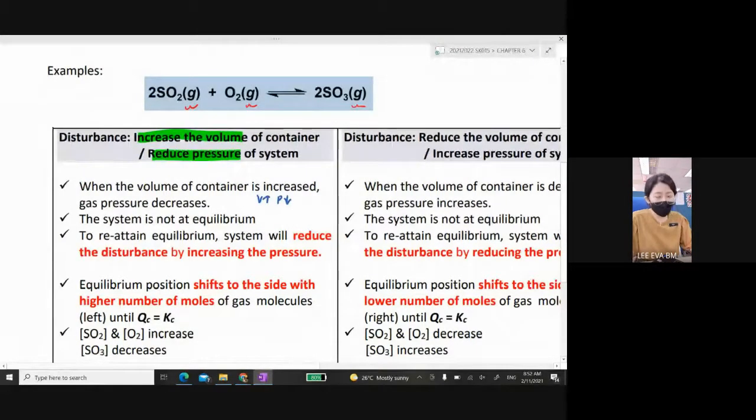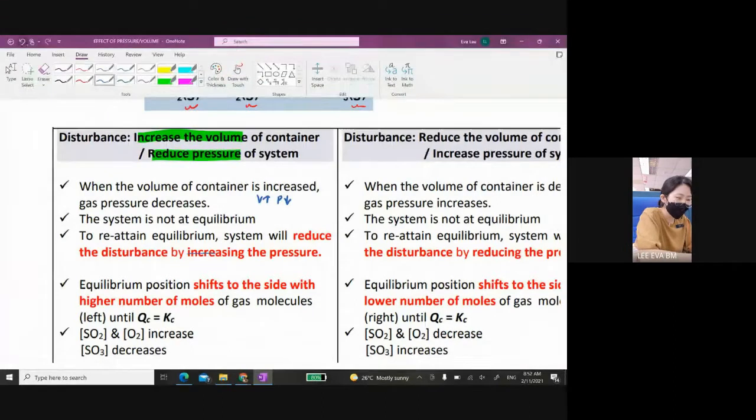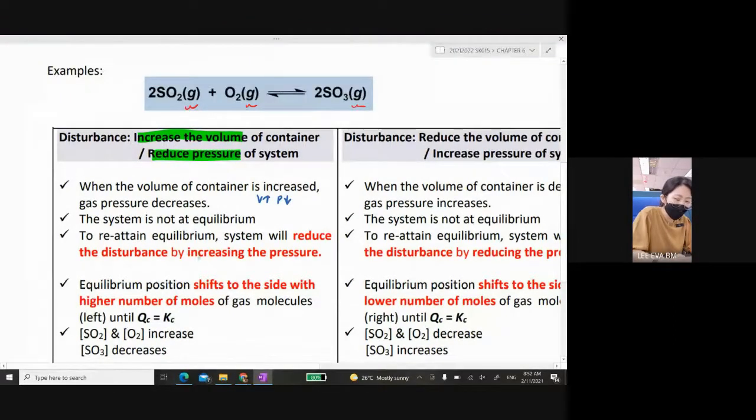The system is not at equilibrium. In order to re-attain equilibrium, according to Le Chatelier's principle, the system will try to reduce the disturbance by increasing the pressure back. It works against the change. If you lower the pressure, the system wants to raise it again. So the equilibrium position will shift to the side with the higher number of moles of gaseous molecules. This is important: shift to the side with the higher number of moles of gas molecules.